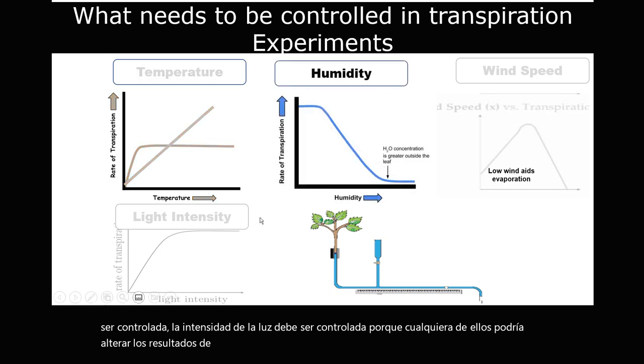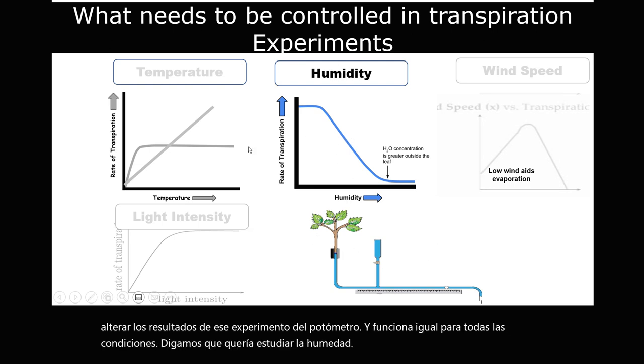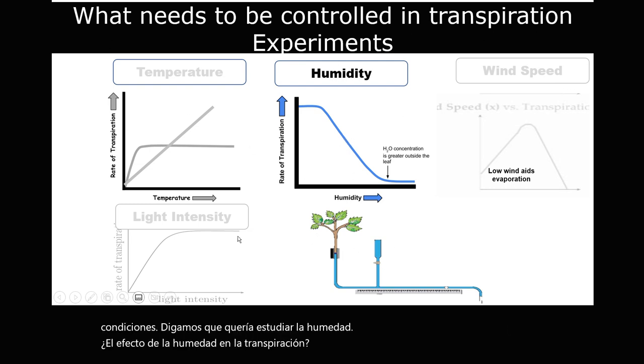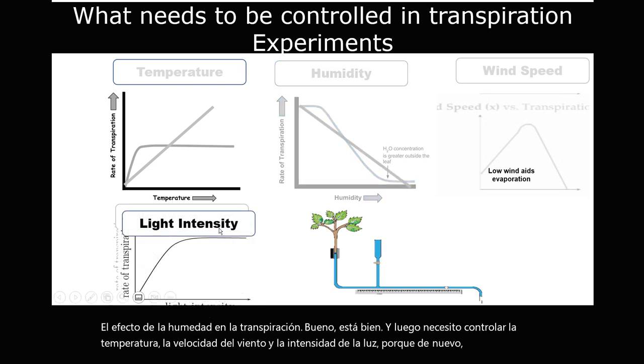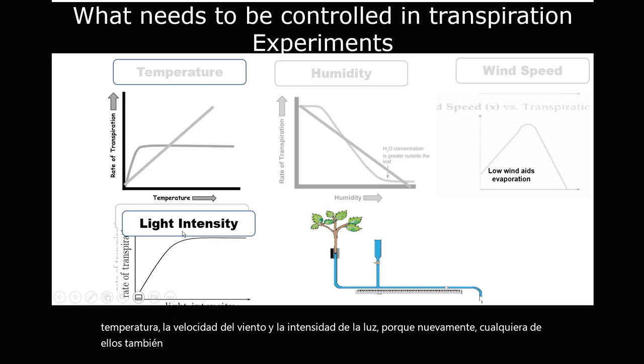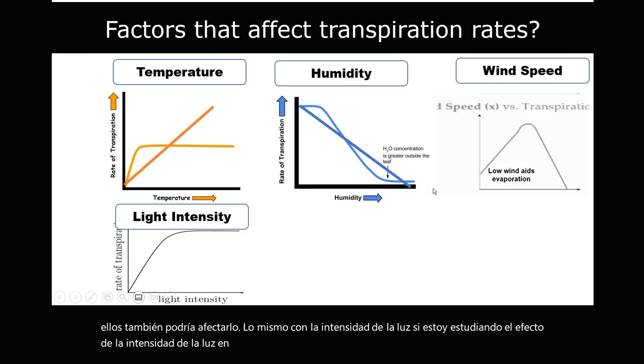And it works the same for every condition. Say I wanted to study humidity, the effect of humidity on transpiration. Well, okay, then I need to control temperature, wind speed, and light intensity, because again, any of those could affect it as well. So same with light intensity. If I'm studying the effect of light intensity on transpiration, all these other factors would need to be controlled.